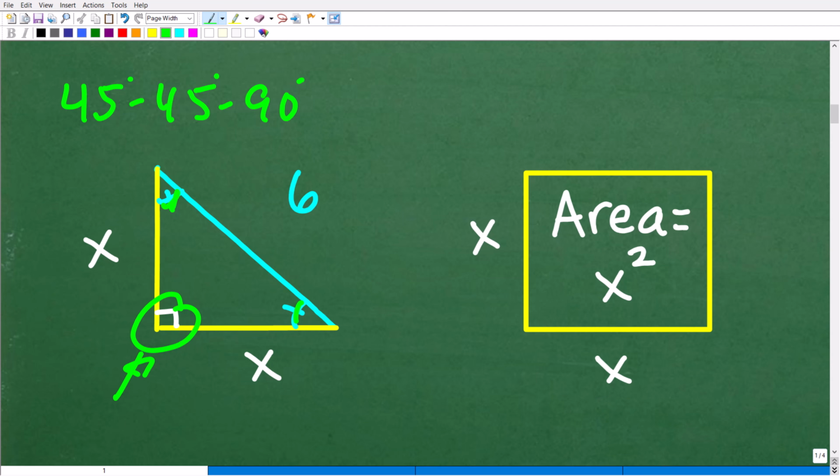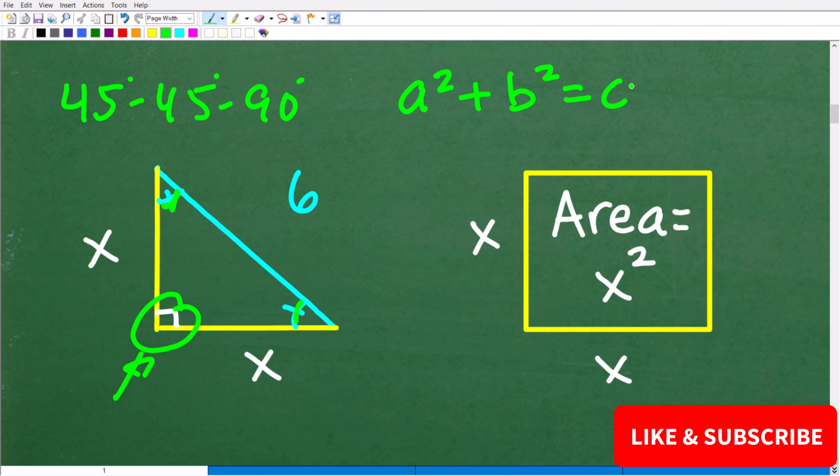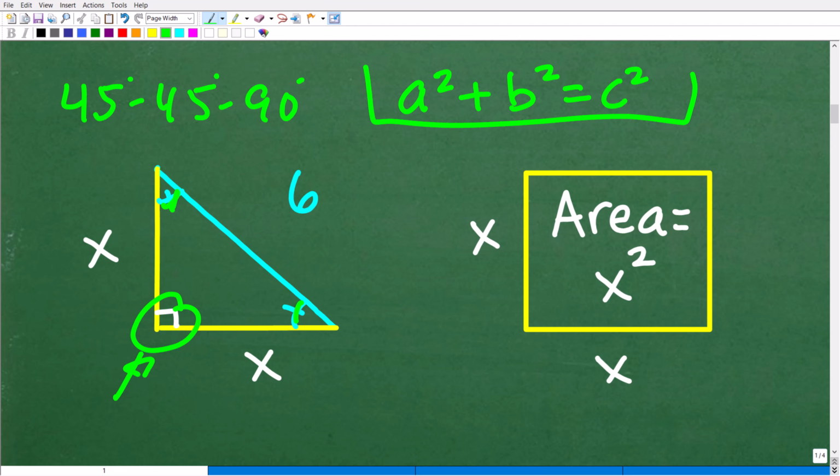So what should come to mind? Well, the Pythagorean theorem, a squared plus b squared is equal to c squared. Anytime you see a right triangle, this is probably one of the first things that should pop into your head. Now, if you're not familiar with the Pythagorean theorem, I'm going to show you how it works in just a second, because this is going to be a big part of how we solve this problem.